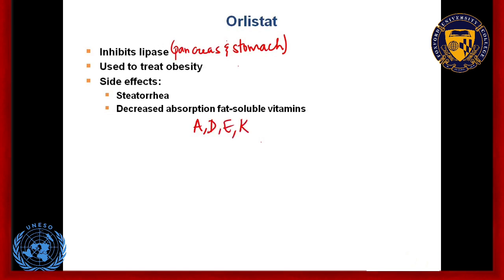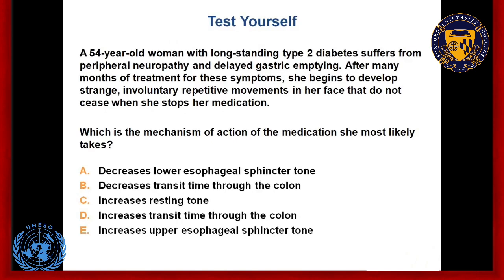Let's do a question now to solidify what we've learned. A 54-year-old woman with long-standing type 2 diabetes suffers from peripheral neuropathy and delayed gastric emptying. After many months of treatment for these symptoms, she begins to develop strange, involuntary repetitive movements in her face that do not cease when she stops her medication. Which is the mechanism of action of the medication she most likely takes?